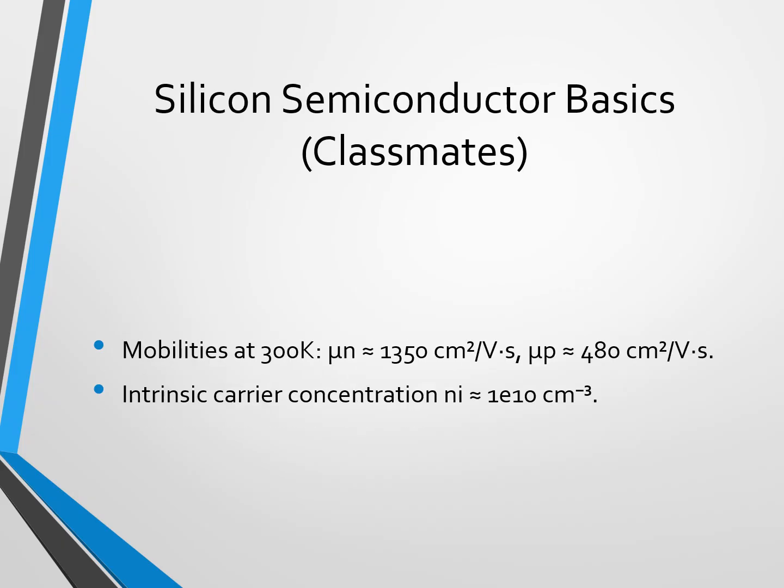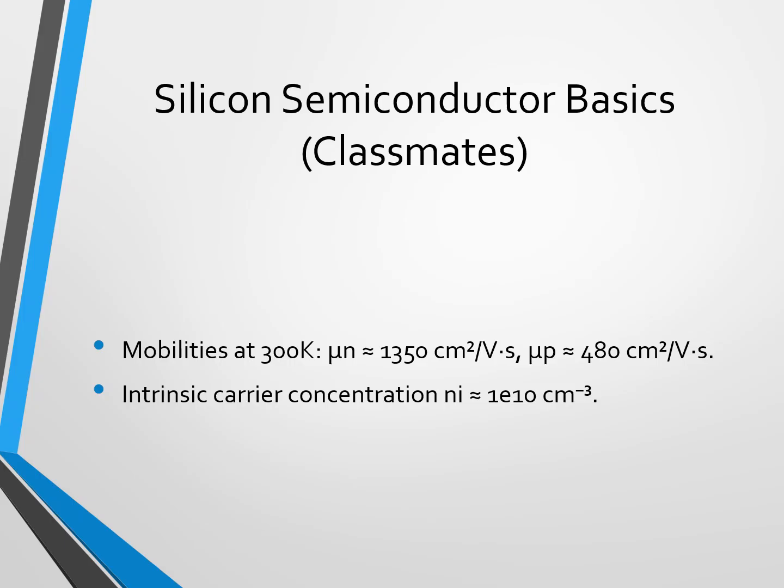At room temperature, silicon's electron mobility is around 1,350 centimeters squared per volt second, and hole mobility is around 480 centimeters squared per volt second. This shows electrons move much faster than holes because they're lighter and scatter less.